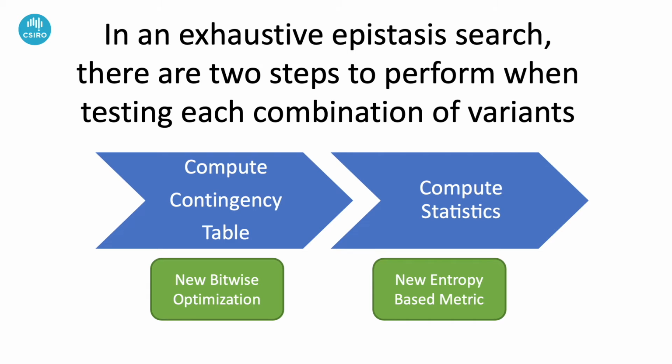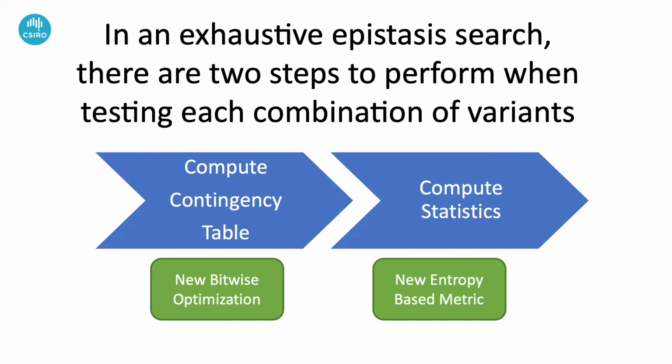All exhaustive search programs test all possible combinations of variants within the dataset. So they are all pretty much the same from this perspective. What really matters is what they do at every single test. There are two steps in every test. Compute the contingency table, which is basically the number of samples in different cohorts with different genotype patterns for the selected variants in the combination. And then compute statistics from that contingency table.